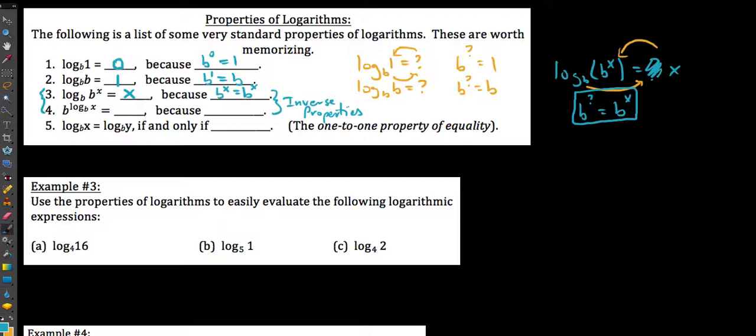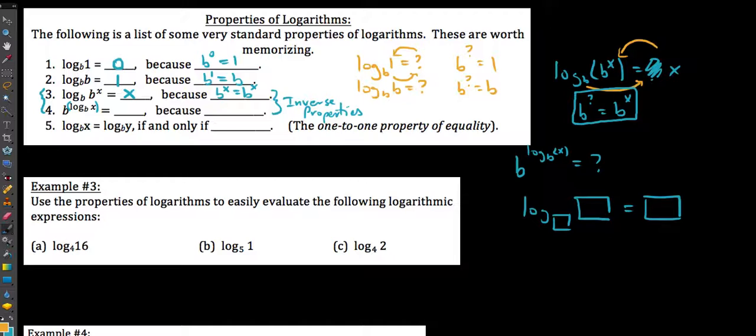Likewise, this one looks a little bit different, but let's put parentheses around our log base b of x here. This actually says b to the power of log base b of x equals what? This one is a little bit different. This is already an exponential form. What I want to do is rewrite it into logarithmic form. So I'm going to go ahead and set up my little skeleton here: log base b of something equals something.